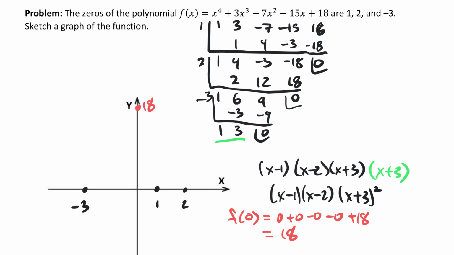Now we can clearly see that we have to bounce off the first intercept. That way we can make it all the way up to the 18. So let's do that nicely. Bounce off the first intercept. Cross through the second, cross through the third. Throw some arrows, and we're good to go.